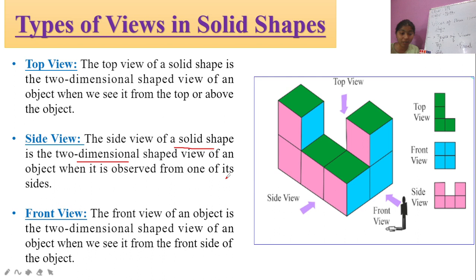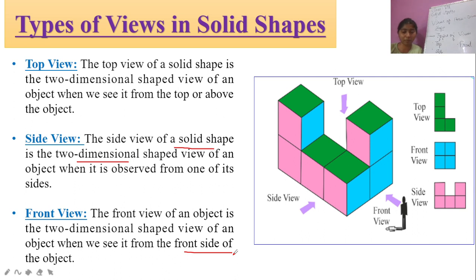And the front view is the two-dimensional view of the object when we see it from the front side. If I consider this as the front of my side, that way we will know this is my front view. If a person is standing in front of this blue color pattern, this is the front view, this is the top view, and these are the two side views. That way we come to know the views of solid shapes in our surroundings: top, side and front. Let's see this example.